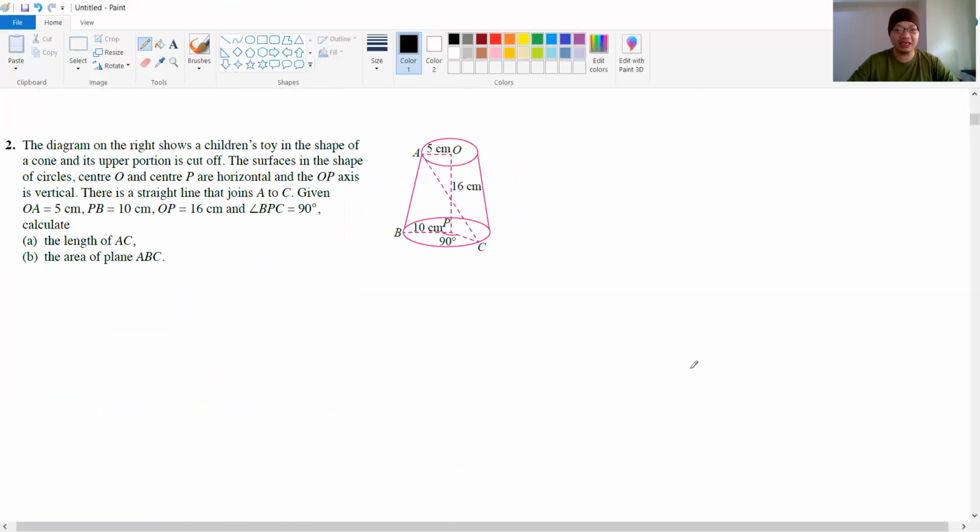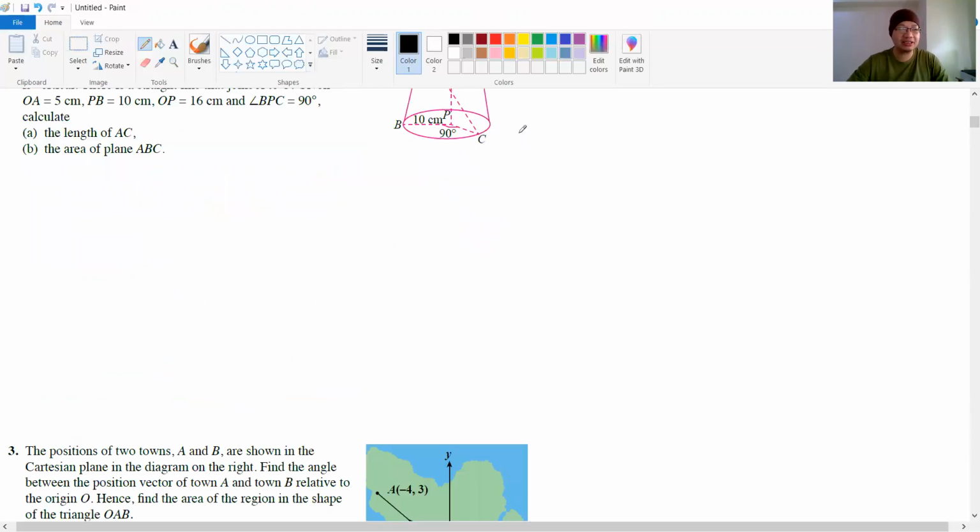Number two is a 3D diagram. I leave this one for you to try. We already discussed the 3D diagram before. There are 2 questions, and I leave it to you to try. So that is number 2.